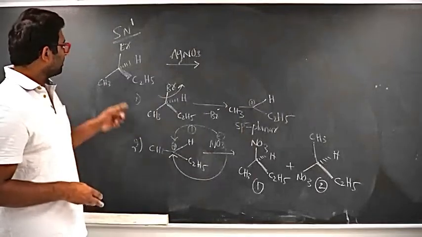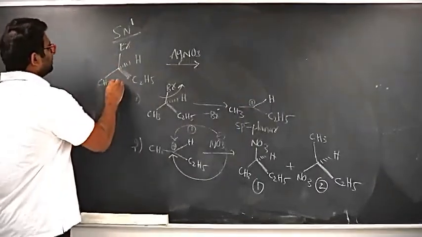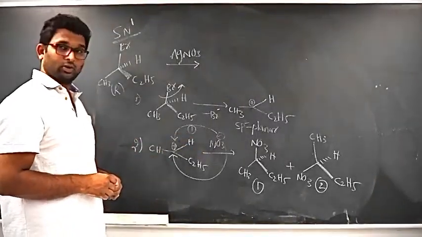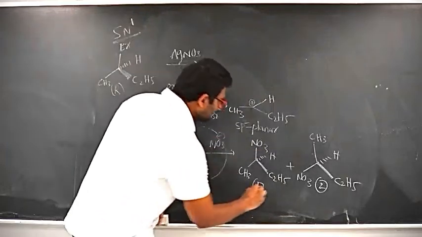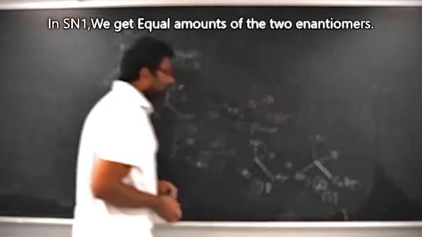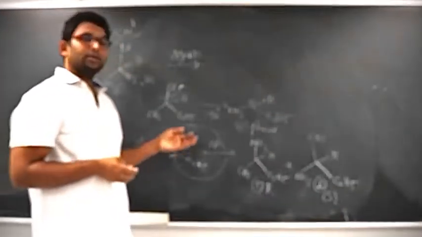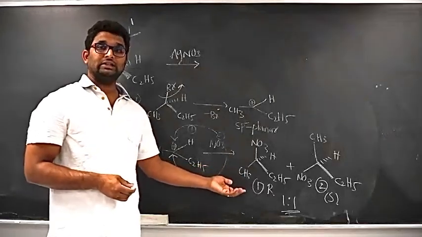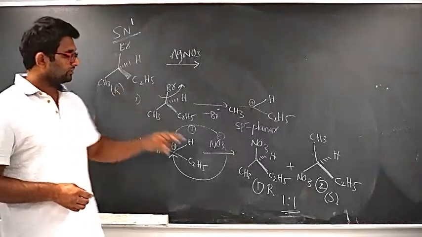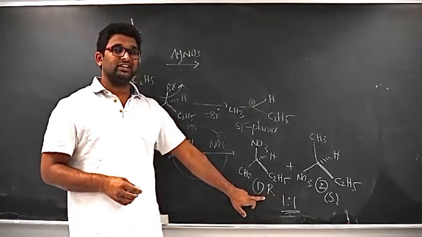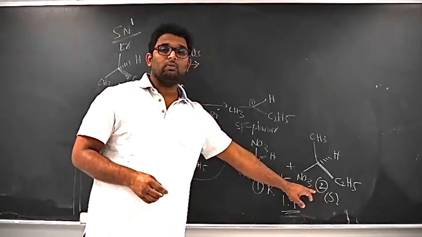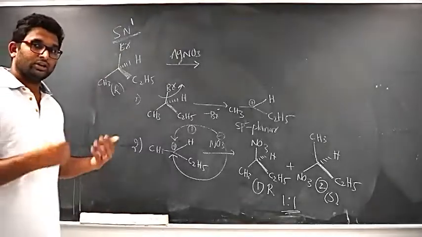Now, if you see the stereochemistry of the starting material, it's R in configuration. If you see the stereochemistry of the two products, we have a mixture of R and S. So this will be a racemic mixture. The substrate is R configuration. So one of the products retains the same stereochemistry, while the second product will have the opposite stereochemistry, which is called inversion of stereochemistry.